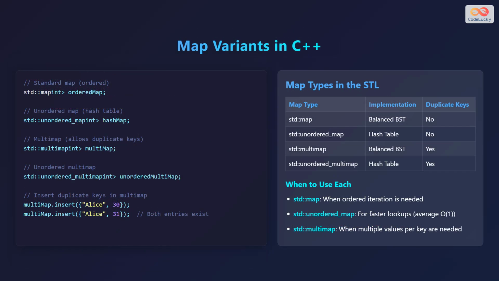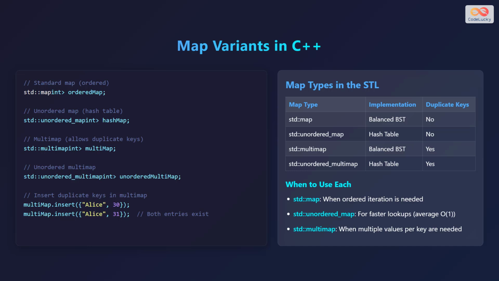C++ has a few map variants. A std::map is ordered. An unordered map is a hash table. A multimap allows duplicate keys. An unordered multimap is a hash table that allows duplicate keys. To insert duplicate keys in a multimap, call multimap.insert({"Alice", 30}), then call it again with a different value, multimap.insert({"Alice", 31}). Both entries will exist.